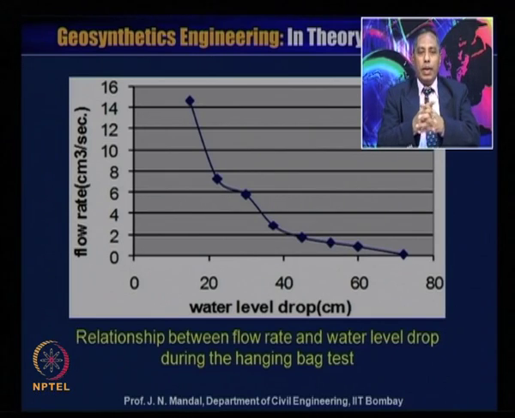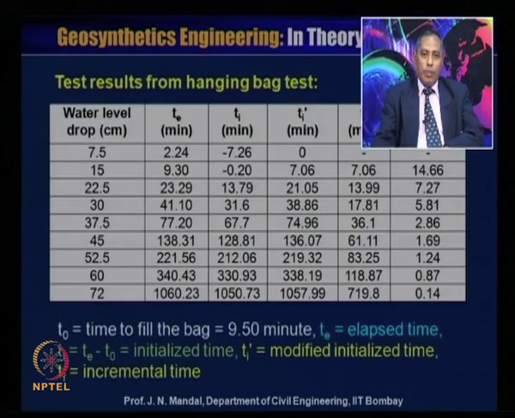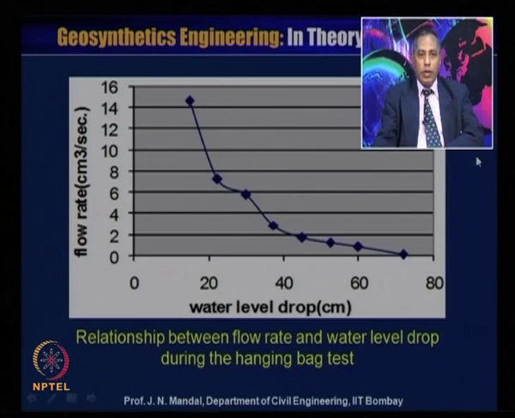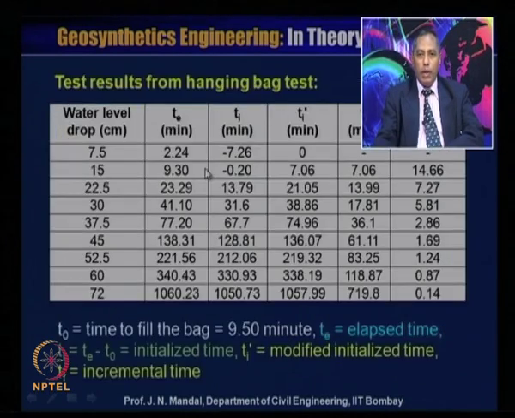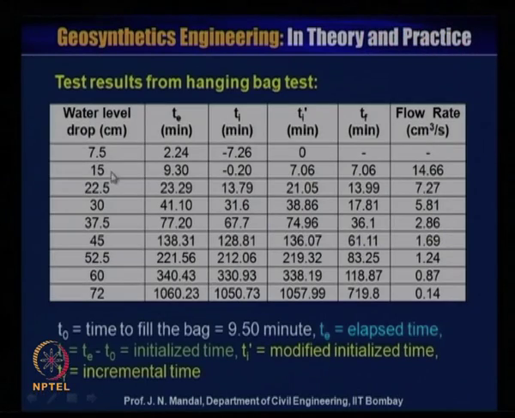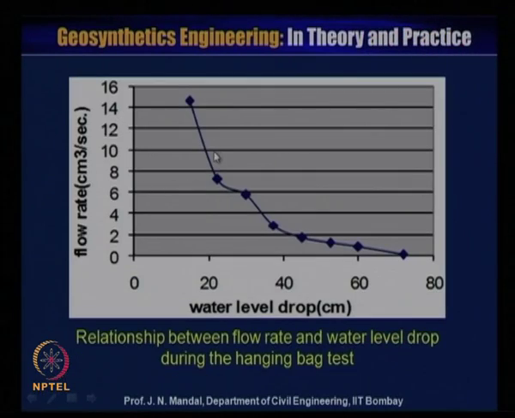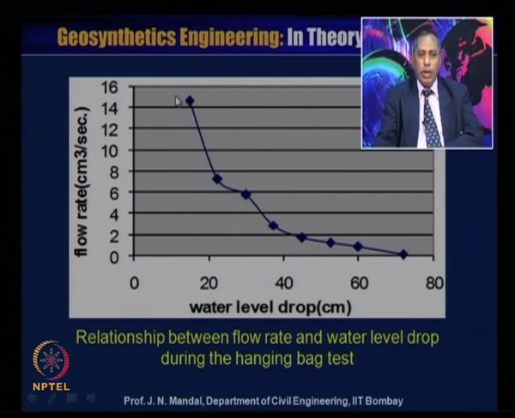So, this figure shows the relationship between the flow rate and water level drop during the hanging bag test. From this table, if you substitute this flow rate value, you can see starting from 14.66 the water level drop is 15. This is the water level, 14.6 and then 15, you can see somewhere here. So, this is the flow rate versus the water level.